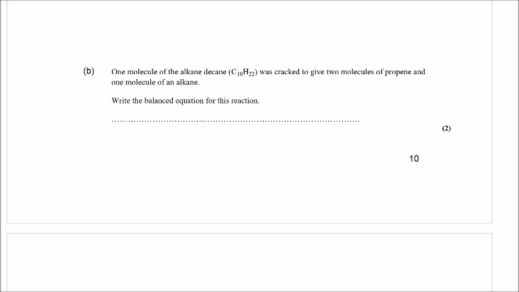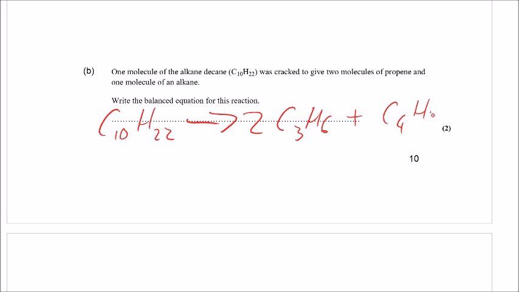Write a balanced chemical equation. What we are looking for here is C10H22. This is going to form 2C3H6 plus C4H10.